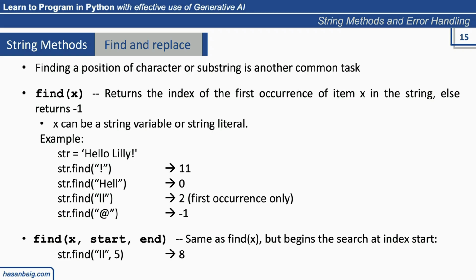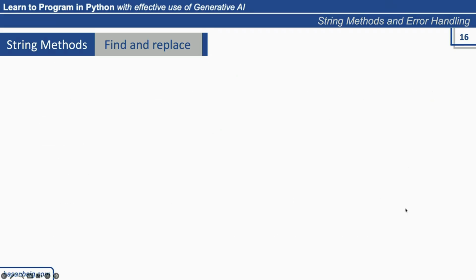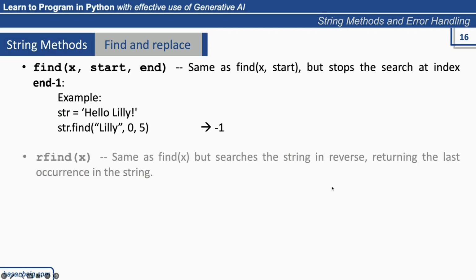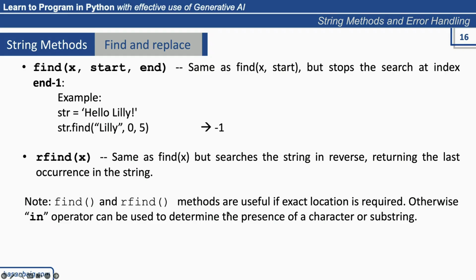Any other question? Okay. And I think I already covered this slide, yes. So methods are useful if the exact location is required, okay? Because the find and rfind methods help us find the exact location. But if you just need to find out whether something is a part of a container, then you just use the in operator. Just like with for, we have been using the for loop with in on the list, okay?